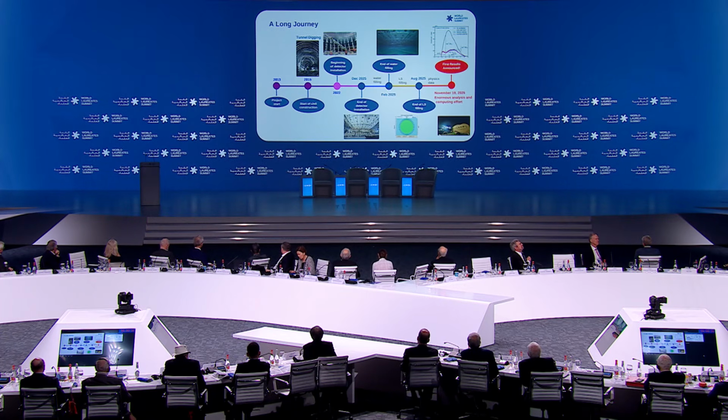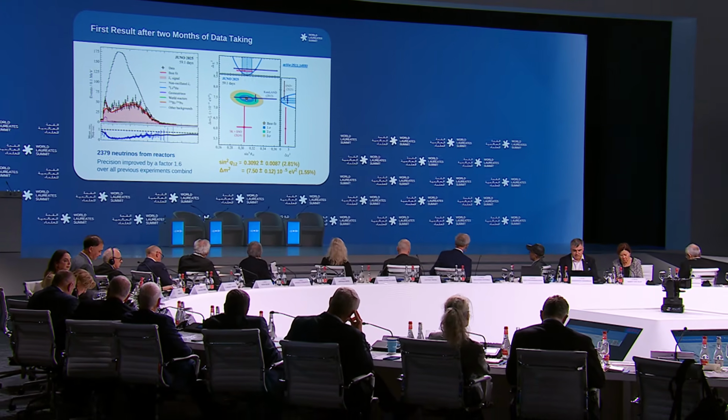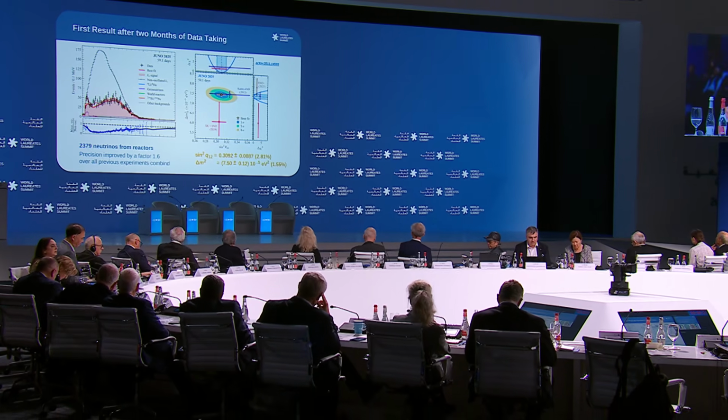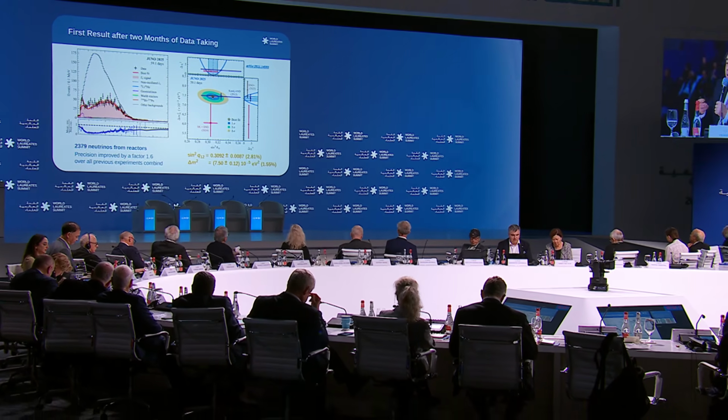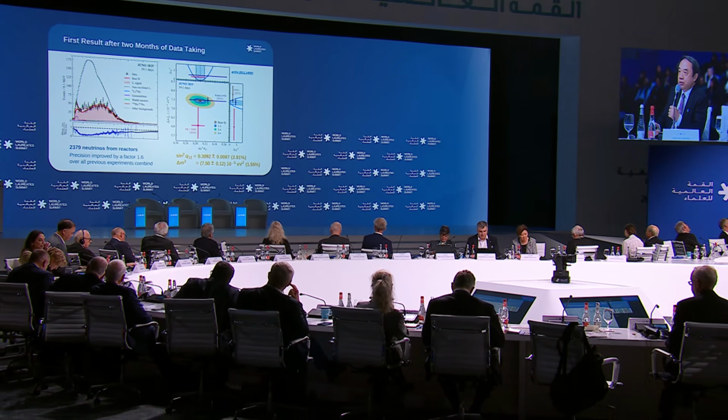And this is actually a long journey from 2013 all the way up to this year. We started our data taking, and we managed to measure solar neutrino oscillation parameters. This was our result just published in November last year. We measured the solar neutrino oscillation parameters, and the precision has been improved by roughly a factor of 2.